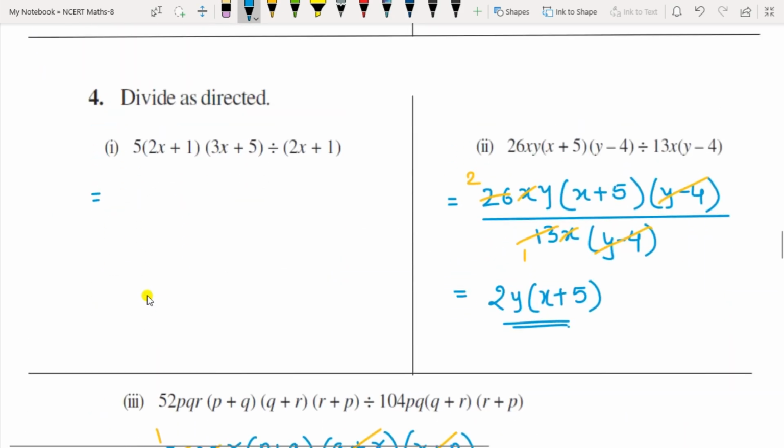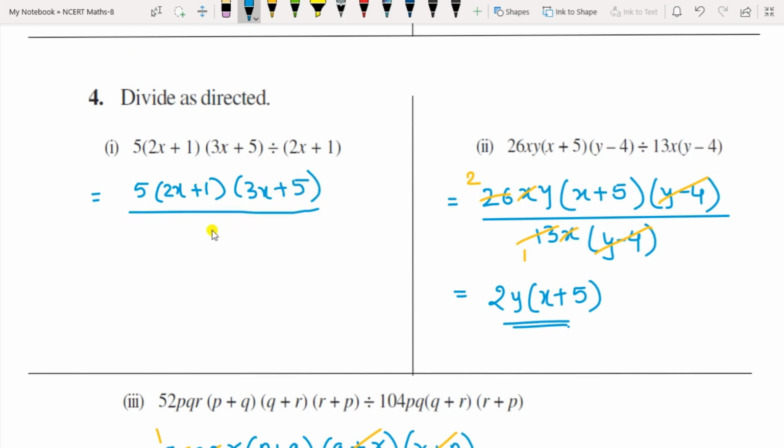Now question 4, again the same thing. So this is 5(2x plus 1)(3x plus 5), the whole divided by 2x plus 1. So here 2x plus 1 will get cancelled and the remaining is 5(3x plus 5). This is the answer. In this one, 26xy(x plus 5)(y minus 4) upon 13x(y minus 4). y minus 4 will get cancelled, x and x will get cancelled, and 13 ones are 13, 13 twos are 26. So the remaining is 2y(x plus 5).